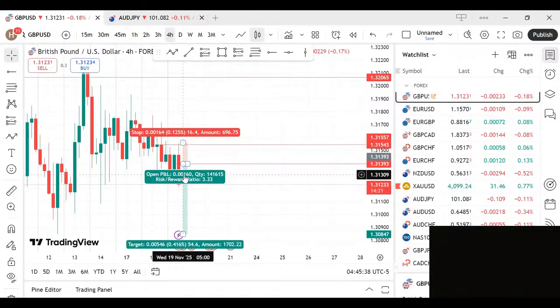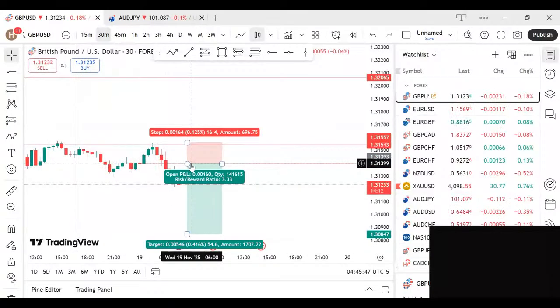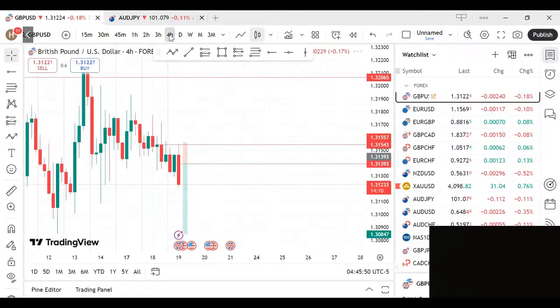I told you guys also that GBP/USD will sell from here and it's already selling. So I just give us a re-entry pattern. If price closes like this, then I'll be taking a re-entry trade from this zone. I hope it happens.